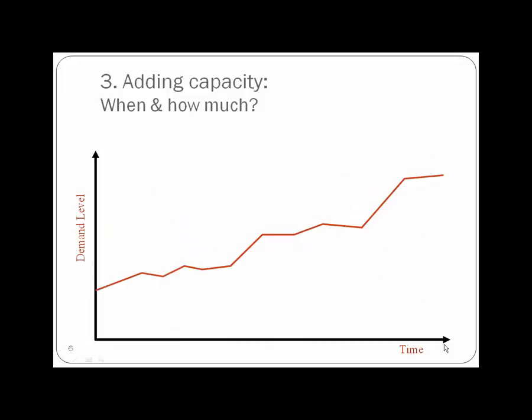So one of the questions that often comes up is, when should we add capacity and how much capacity should we add? Let's suppose for a moment that we have determined or forecasted the demand level for a product or service over some period of time. And by the way, we will get into forecasting techniques later in the course. And so we have a line that looks something like this. The question is, how should we go about trying to meet that demand?